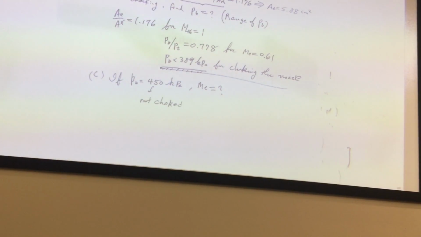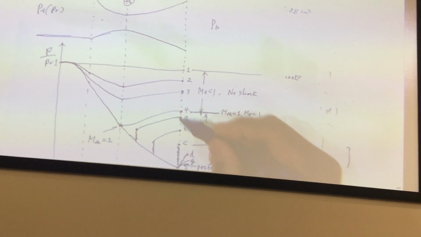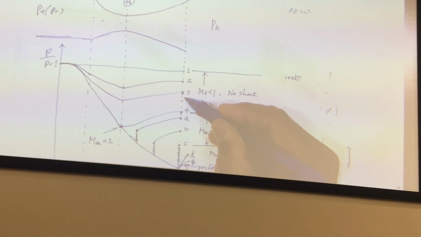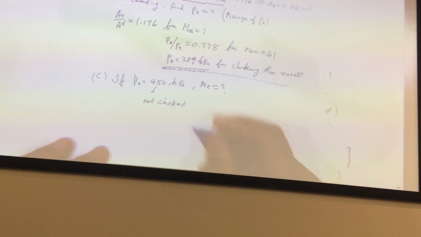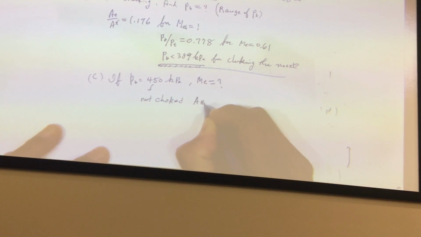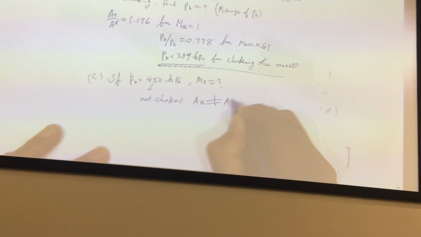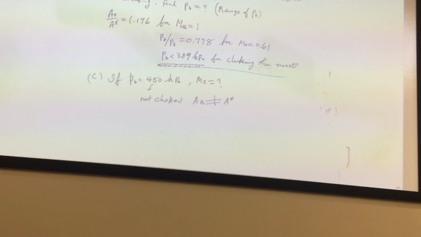This is greater than that. That means it's somewhere above 4. So it's not choked. If it's not choked, A_TH is not equal to A star. So how do I determine the back pressure of it?